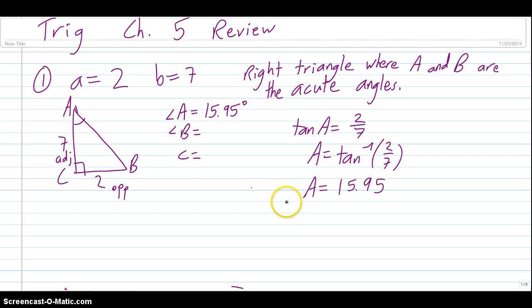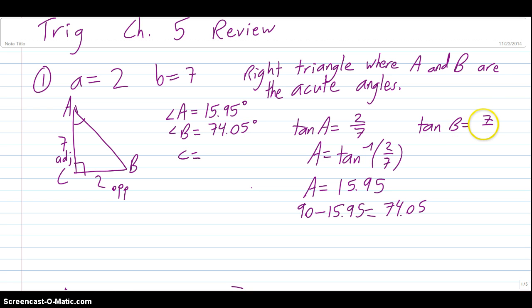Now, how do I get angle B? Well, that's actually pretty simple. Since this is a right triangle, I know that the two acute angles have to be complementary. They have to add up to 90 degrees. So you can take 90 minus 15.95. You could take 180 minus both of these angles, but since this first one's already 90, might as well just subtract from 90. Anyway, you get 74.05 degrees. Another way you could get B is tangent of B equals 7 over 2. If you type that in your calculator, you figure out it is 74.05 as well.